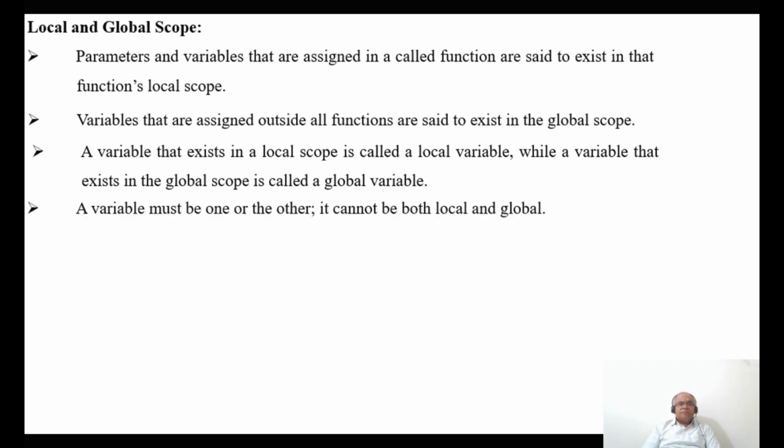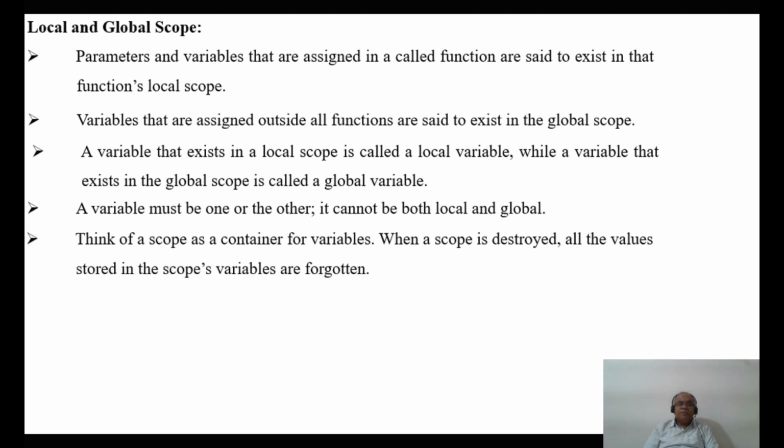A variable must be one or the other. It cannot be both local and global. What does it mean? A variable which is assigned within the function is called local. A variable assigned outside all the functions is global. So that means it can be either local or global, but both is not possible. Think of a scope as a container for a variable.